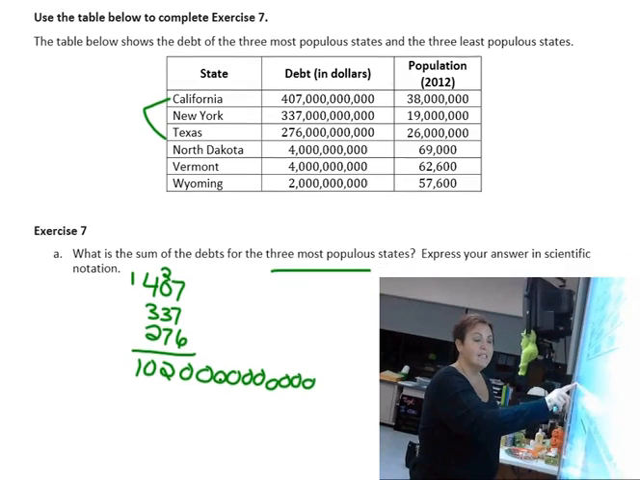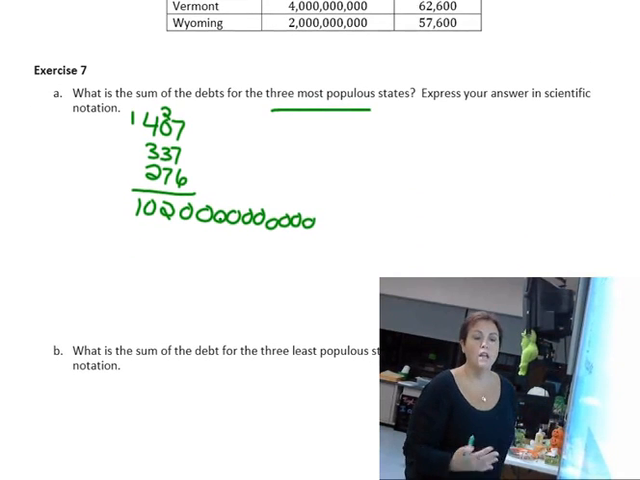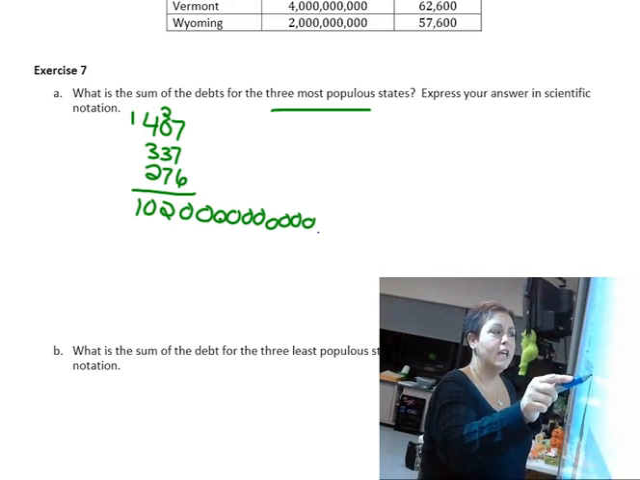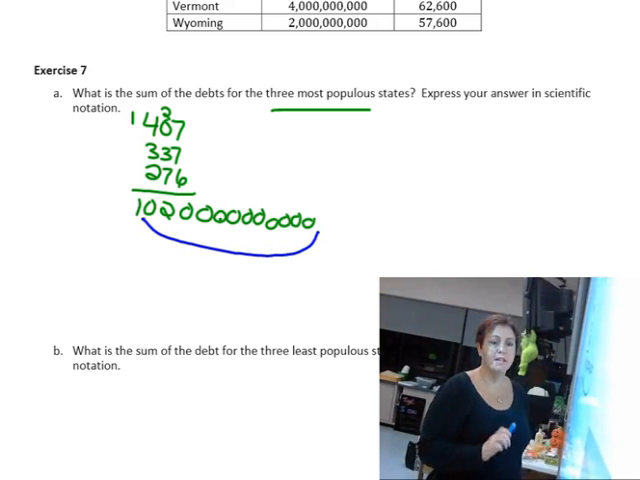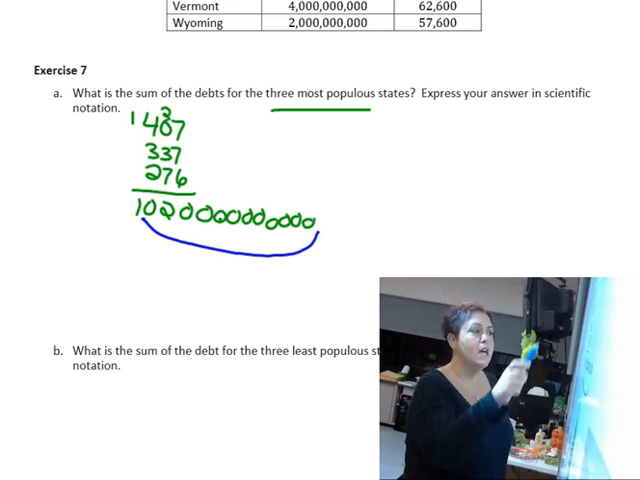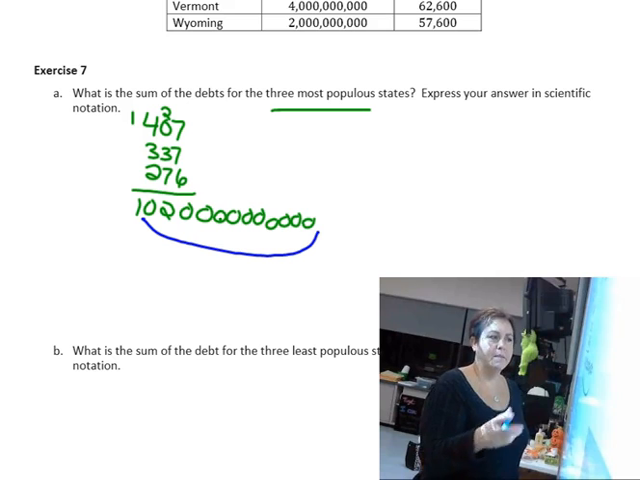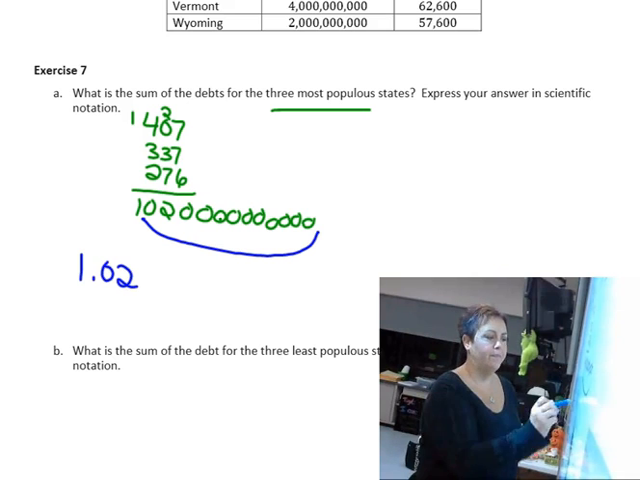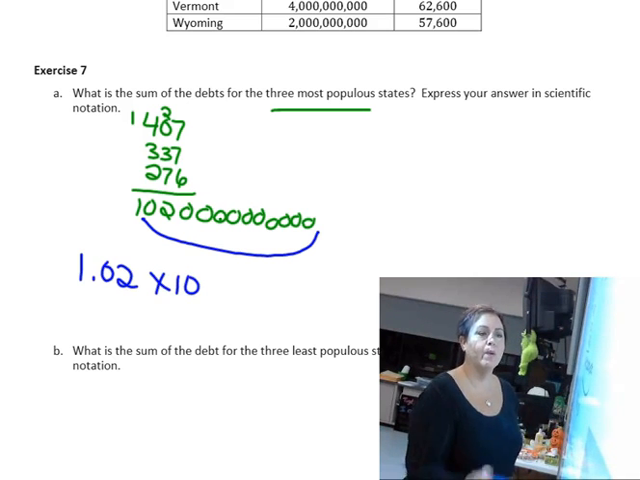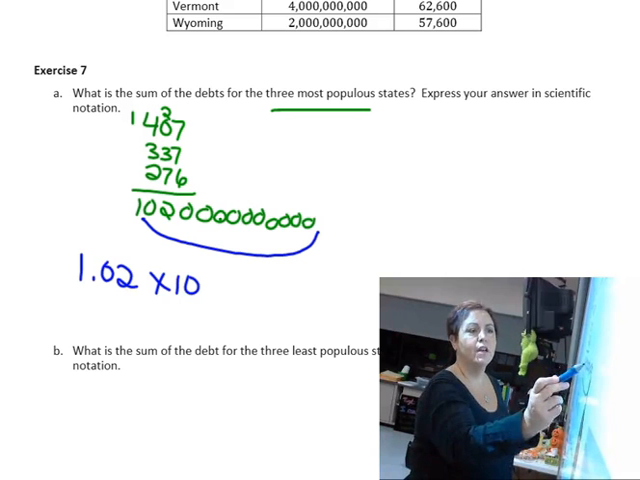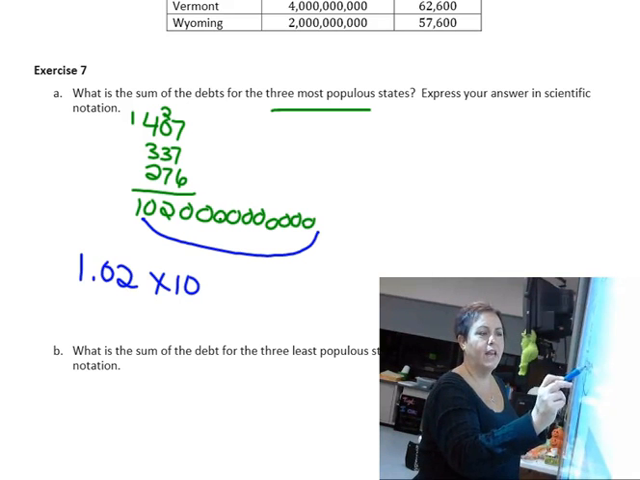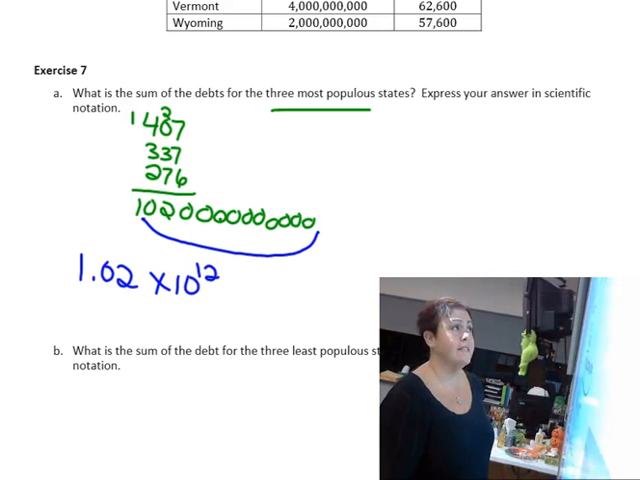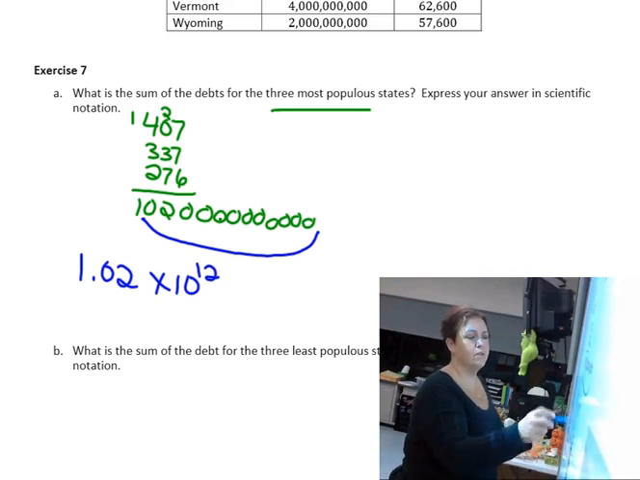Okay, so to get this number into scientific notation, we're going to move the decimal point from the end to in between the first 2 numbers, because that's going to allow the number to be between 1 and 10. So this is going to become 1.02. You drop all those extra zeros. Times 10, and the exponent is how many places I move that decimal point. So we went 1, 2, 3, 4, 5, 6, 7, 8, 9, 10, 11, 12 places. So the debt of the 3 most populous states is 1.02 times 10 to the 12.